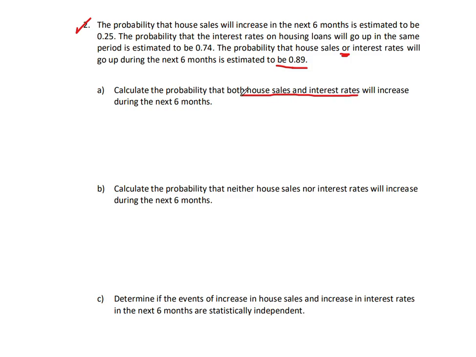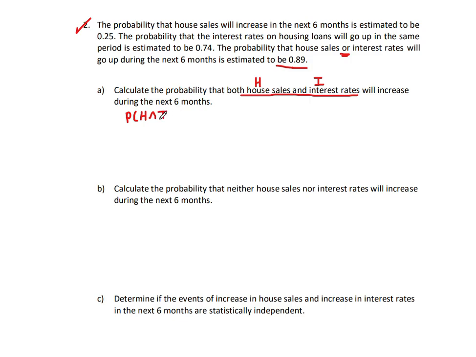So for the probability of both house sales and interest rates, we're going to use H for house sales and I for interest rate. Feel free to use any symbol that you want to use. You could use HS and IR or A and B. It really doesn't matter. So what we're really asked to find in this question is the probability of H intersect I, which intersect means and.